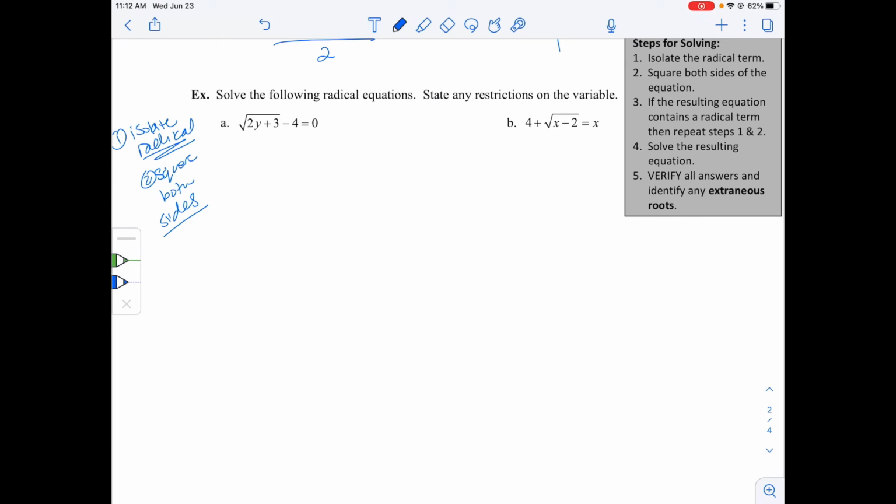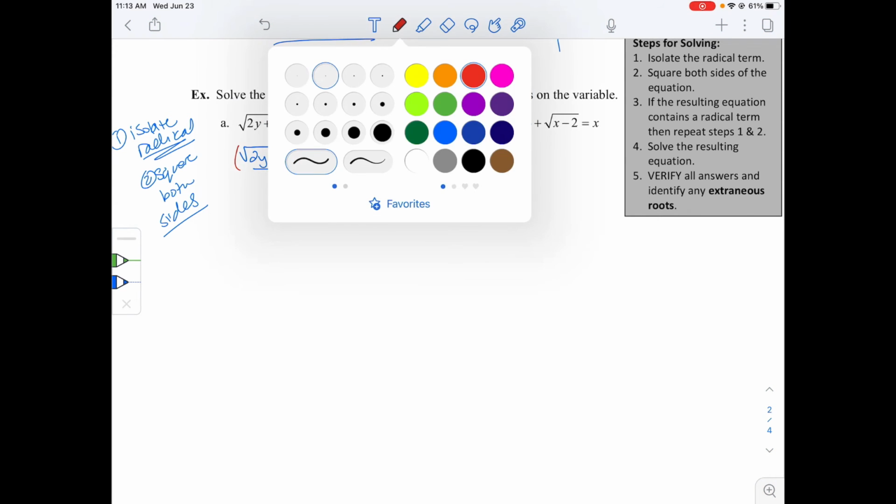Okay, so let's isolate this radical. We know that the square root of 2y plus 3 is equal to 4. We also have a restriction on this variable: 2y plus 3 must be greater than or equal to 0. So 2y must be greater than or equal to -3, and y greater than or equal to -3 over 2.